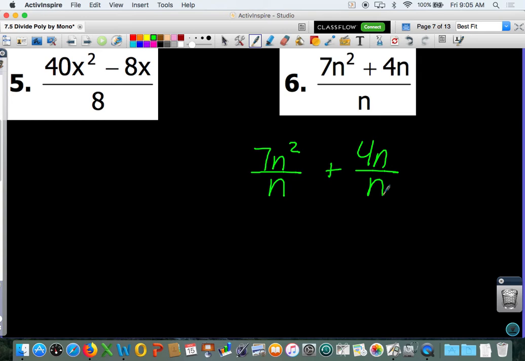This is a recalling of that quotient rule, not product rule, quotient rule. 7 divided by 1 is 7. Subtract the exponents. 2 minus 1 is 1, so 7n. Plus 4 divided by 1 is 4. The n's are going to cancel. So your answer here is 7n plus 4.